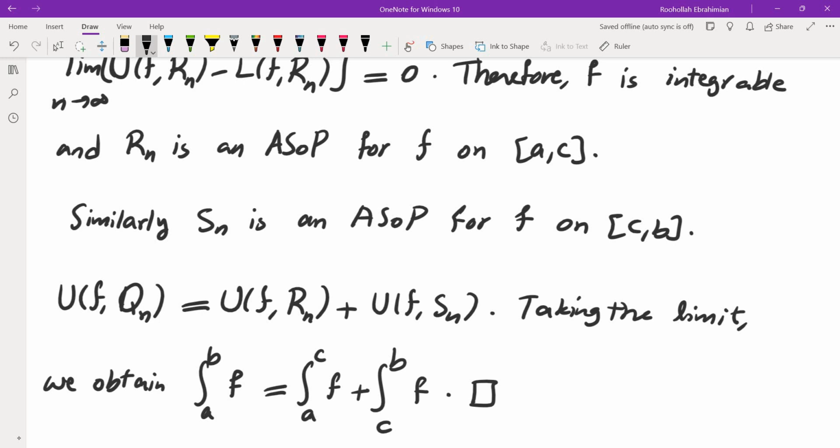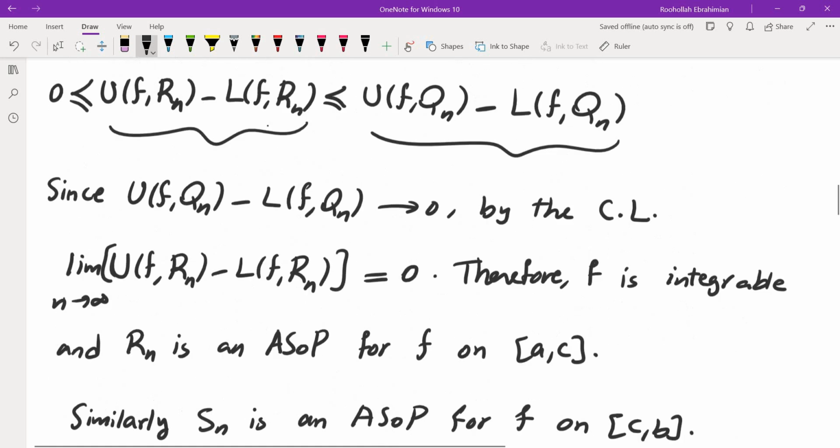So just to review, what we did was we took a sequence of partitions that was Archimedean from a to b. First we added c. We broke it up into two parts. The first part is an Archimedean sequence of partitions for [a, c]. The second part is an Archimedean sequence of partitions for [c, b]. And then, since the upper sums add up, when you take the limit, you get that the integral from a to b is the same as the integral from a to c plus the integral from c to b.